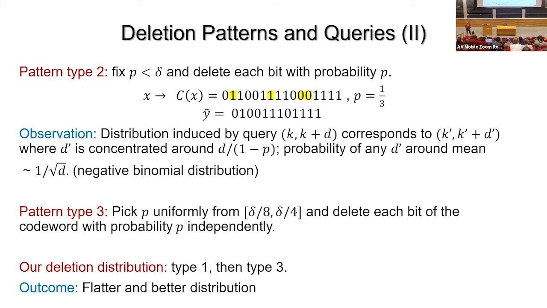There is a question. Yeah, so I was wondering if you combine type 1 and type 3, is that exactly the same distribution as if you delete each bit with probability 1 over d or something like that? Probably not. I don't know, Minchan, do you know? I don't think so. Okay, yeah. But yeah, thanks.